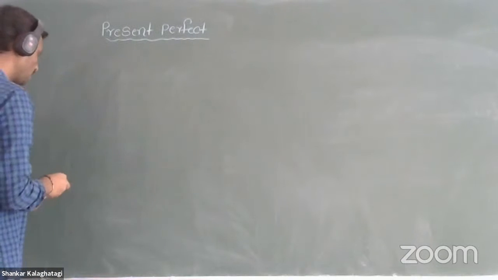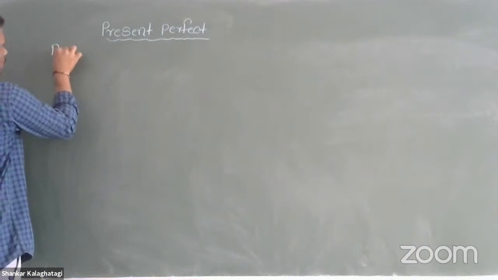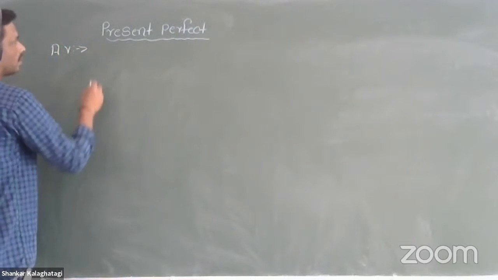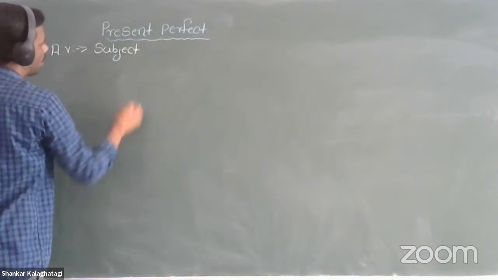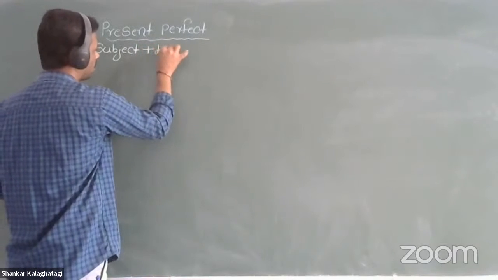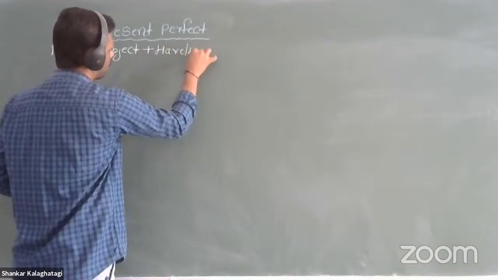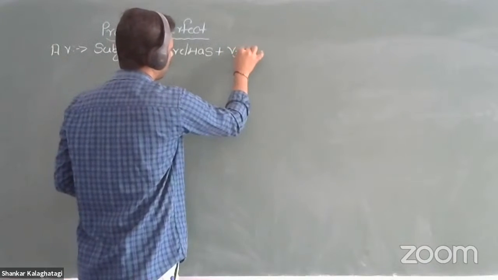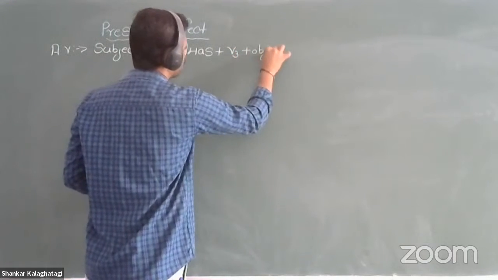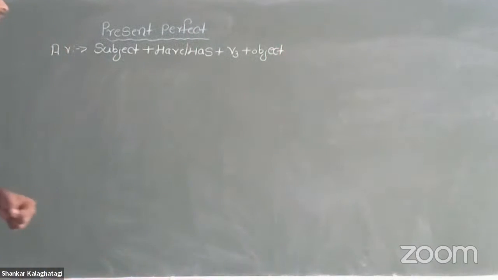What is the structure of present perfect? Active voice, any normal assertive sentence. Subject plus have or has. Okay. Now perfect is there, what we have to use? V3. Then the object. So this is the structure of active voice, that is, present perfect tense structure: subject plus have or has plus V3 plus object.